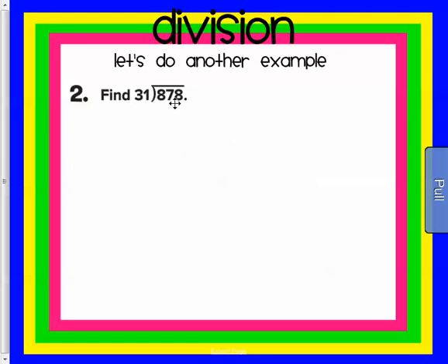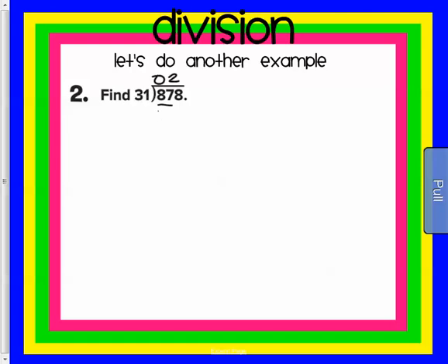Find 878 divided by 31. Okay, 31 does not go into 8, but it does go into 87. Let's estimate first. 31 goes into 62. It also goes into 93, which is a little bit smaller. So I know that my first answer is going to be 2. So in the tens place, I put a 2.